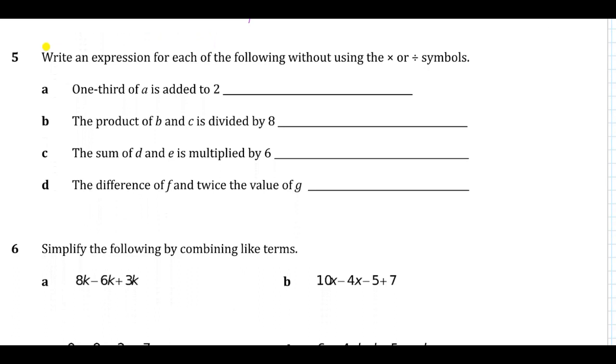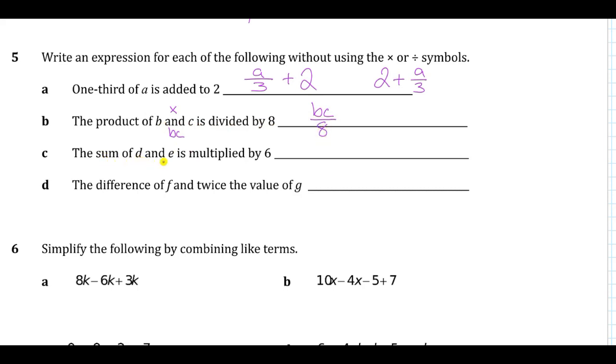Question 5. Let's take each statement apart. 1/3 of A. Well, 1/3 of A is A divided by 3. Then I've got to add that to 2. The same thing would be true if we'd written 2 plus A divided by 3. The product of B and C is divided by 8. Well, the product of B and C is B times C, which we can write as BC. Divide that by 8, you get BC divided by 8.